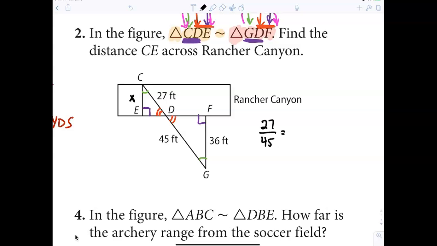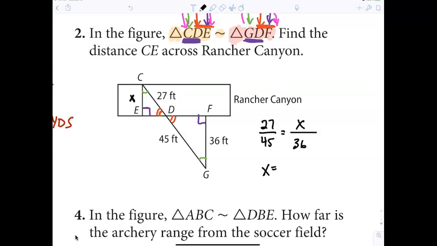Where would 36 go? On the top or the bottom? Bottom. There you go, kiddo. And 36 corresponds to... There you go. Easy. Very good. Now everybody just cross, multiply, and divide. And that's the easy part. So tell me, it's what?